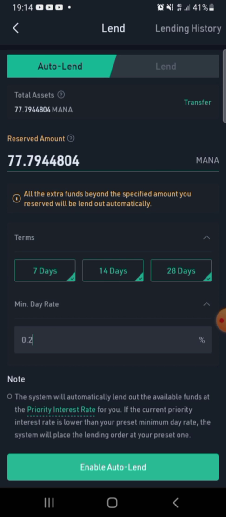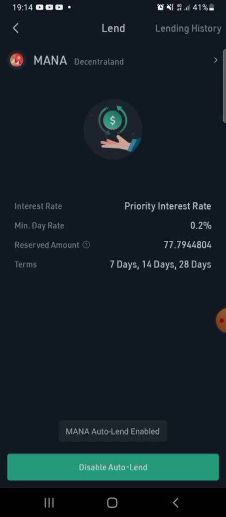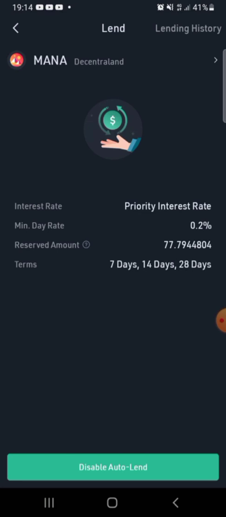So once you're done with that, you've chosen your minimum day rate and all that is set, you just enable auto lend. The priority interest rate is 0.2%, the reserved amount is 77.79, and if you guys are watching this and you would like to borrow mana from your boy, you can do that for 7 days, 14 days, or 28 days, guys. So that is basically it.